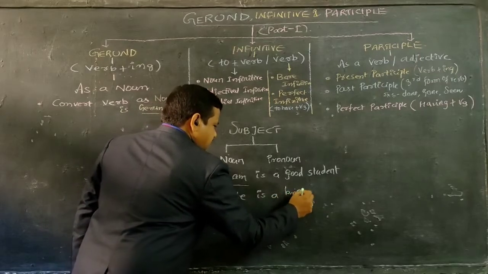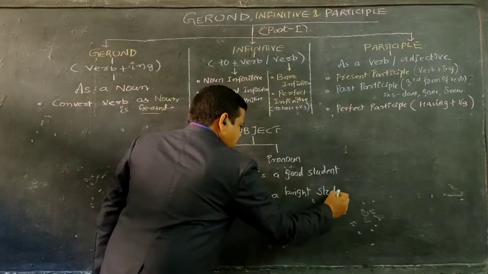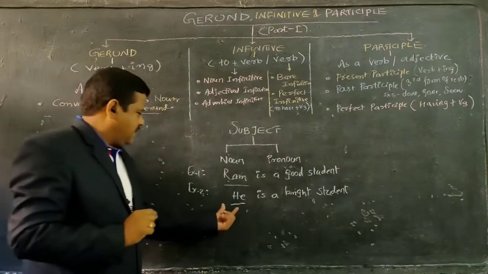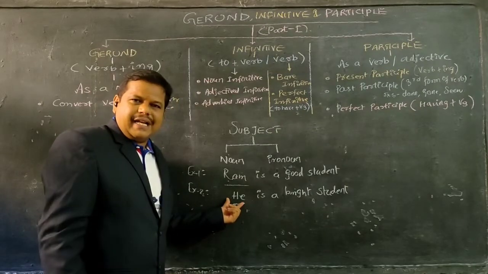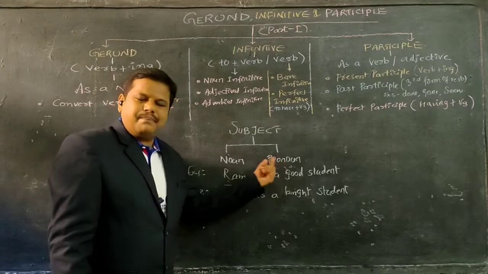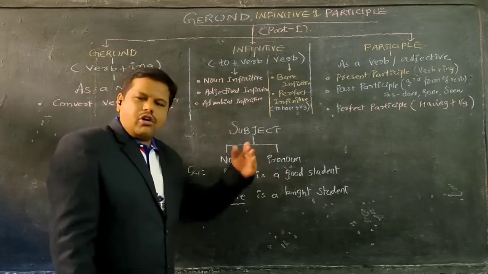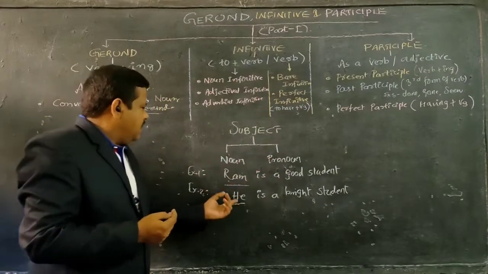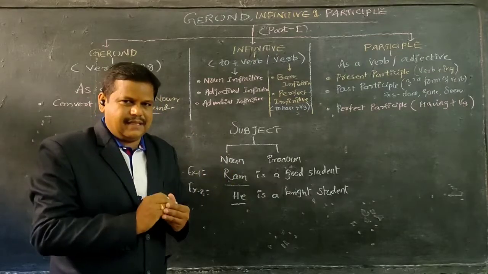In this sentence, watch carefully, students. He is a bright student. You are talking about a student who is bright. So who is that? He. I am not taking the name directly. This is called a pronoun. He, she, it, we, you, or they are called pronouns. Hope you understood that a noun or pronoun is used as a subject in the sentence.